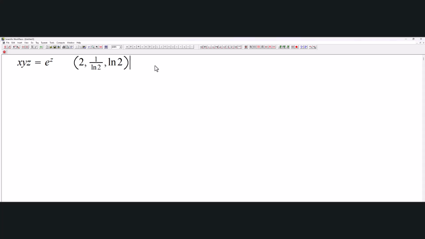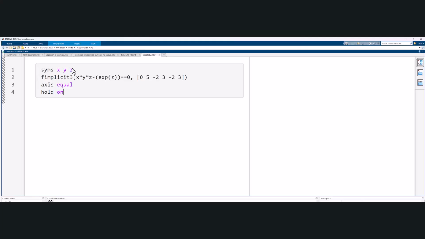So we would like to find the equation of the tangent plane and the normal line at this given point on this surface. First, let's go ahead and graph the surface using MATLAB. In this situation, we use the implicit 3D graphing feature. And here I took the window to be one that includes the point that we are given.